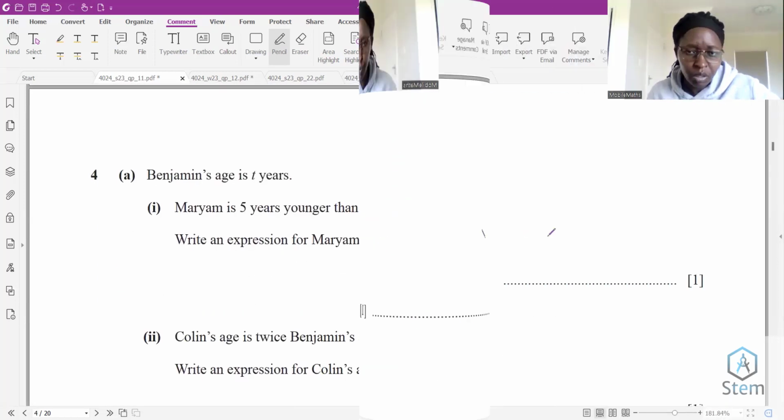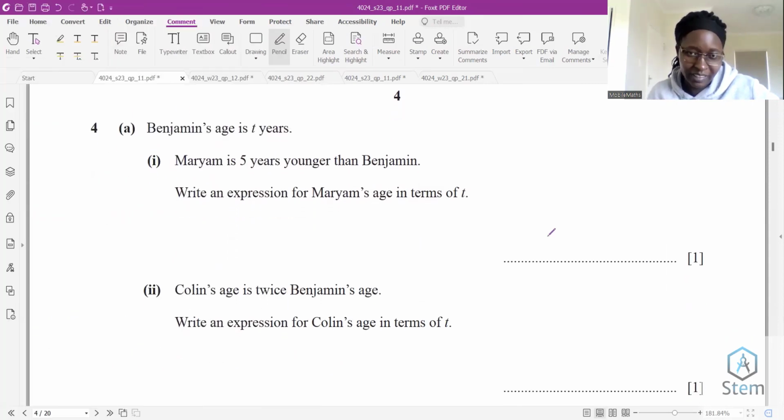Okay, let's move on. We have Benjamin. They're saying Benjamin's age is t years. Mariam is 5 years younger than Benjamin. Write the expression for Mariam's age in terms of t. So basically, we are saying Benjamin is older than Mariam by 5 years. So the expression is basically t minus 5 for Mariam.